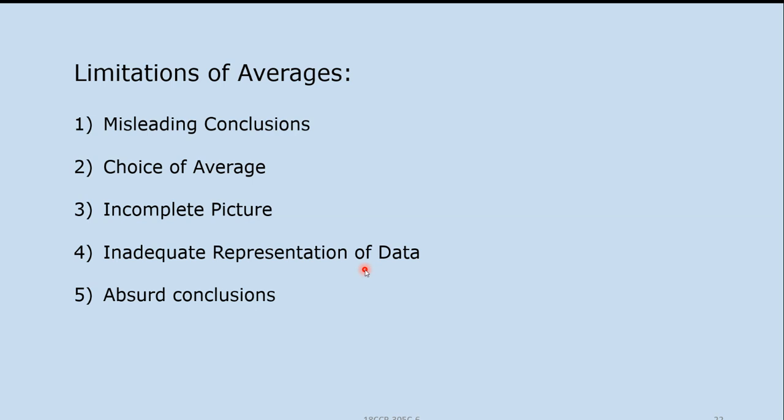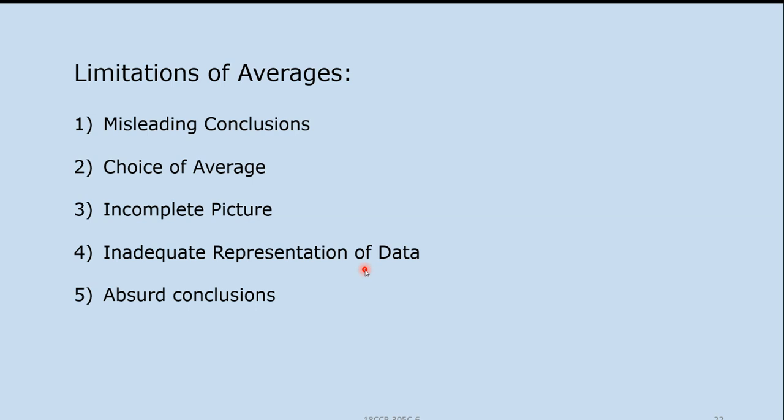And choice of average. Choice of average, as I said in the last slide, we can choose from any of these averages which are available. For example, as I said, we have arithmetic mean, geometric mean, harmonic mean, median, mode. All these five are averages. For a given data, which average we have to calculate, which average we have to take, that is very important. Appropriate the average we have to choose. So for choosing that, it is very difficult.